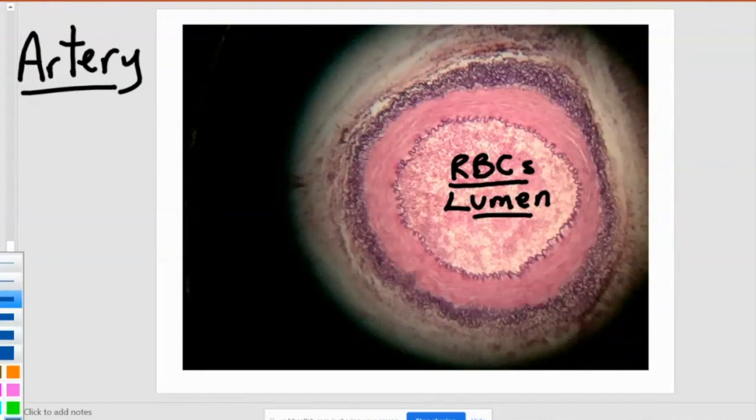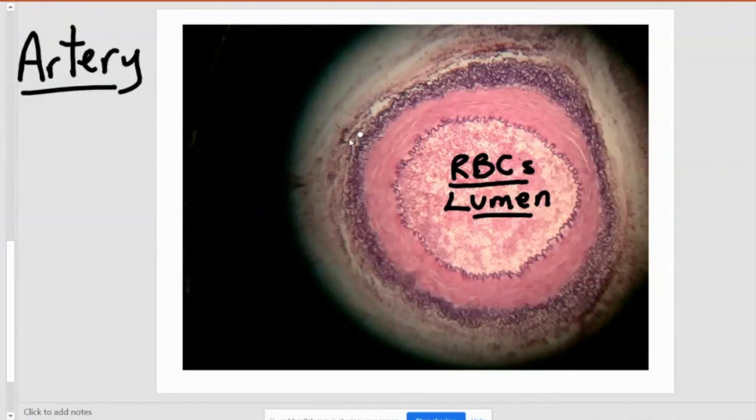Good news for you guys, whether we're looking at an artery or a vein, arteries and veins are both tubes, and these tubes both have the same number of layers. Okay, and those layers have the same names. So the good news is, if you learn it once, you'll be able to use it twice. So let's start with this.